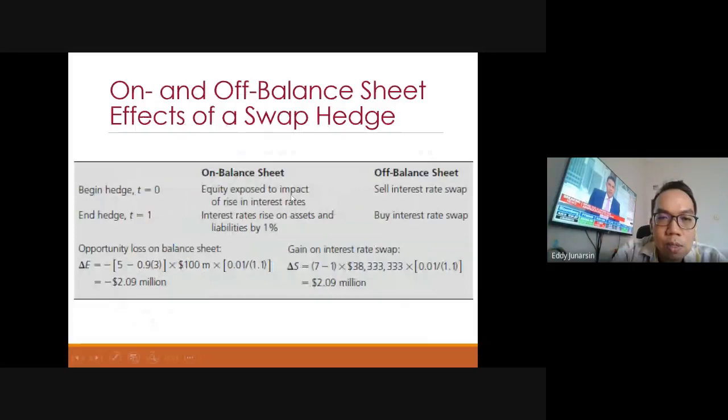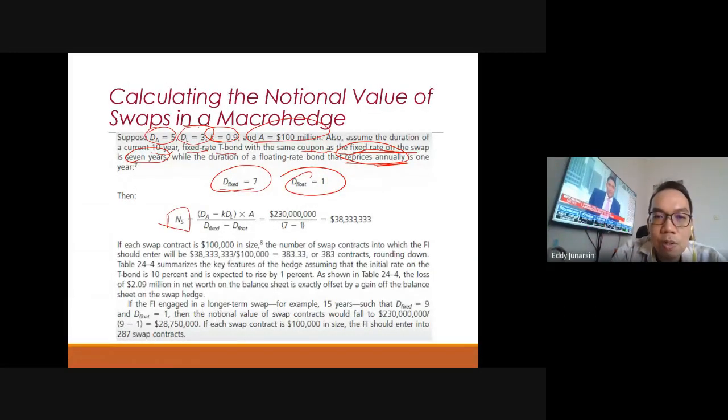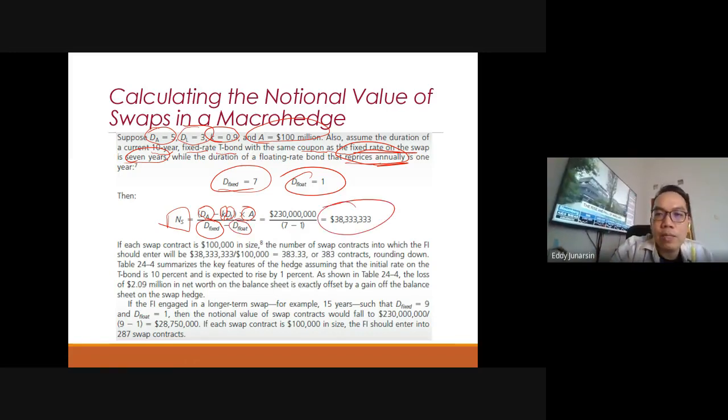So we can put into our estimate the amount of notional value required to make sure that we could do the macro hedging well. So we put it into the formula again. So 5 minus 3 times 90% times 100 million divided by, this is 7 years. Again, 7 years is the duration of a government bond with the maturity of 10 years, because 10 years is the contract period of the swap as well. So duration of a government bond with the maturity of 10 years and coupon rate comparable with the fixed rate payment of the swap, so 7 years. And then this is 1 year.